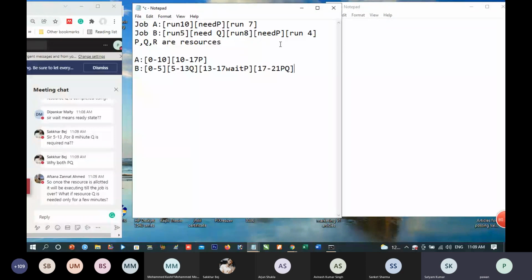When a resource is allotted to a job, the resource will become free when the job has become over. That is correct. For that case we shall write down release. Is it correct? Yes. Let me start teaching everything from the very beginning.